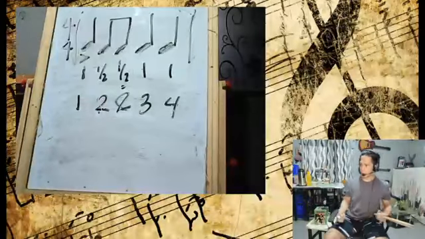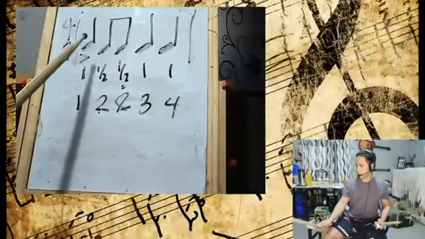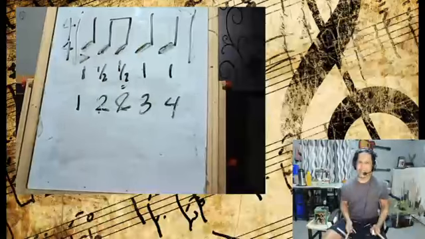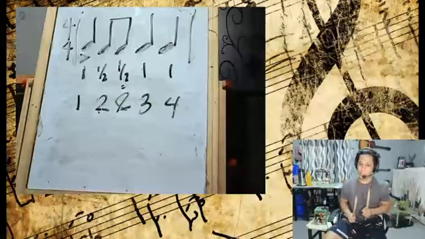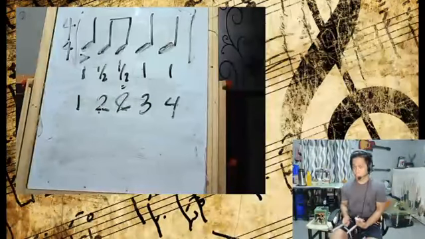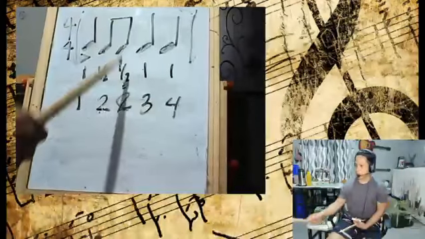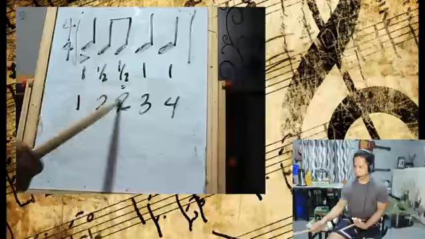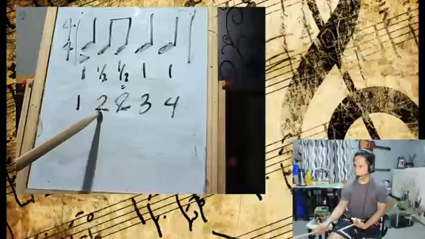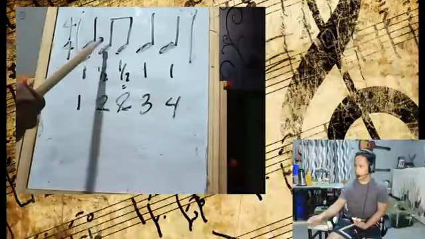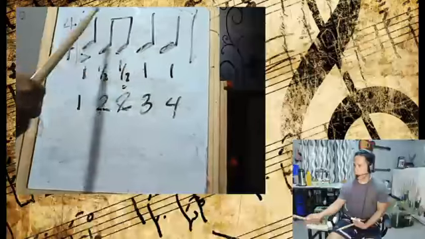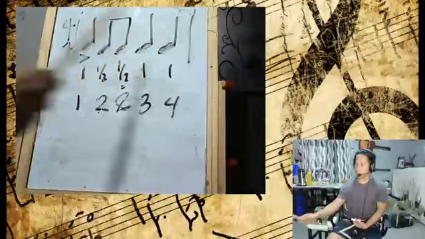"Sir, you're wrong. We have 5 notes there." How many notes? 1, 2, 3, 4, 5. I am not talking about the notes. I am talking about the count. Like I told you, this one is not counted as 3. This is counted as "and" because they are sharing on count number 2. Right? So we have 1, 2, 3, 4. 1, 2, and 3, 4.